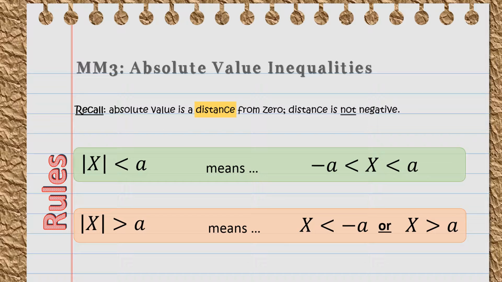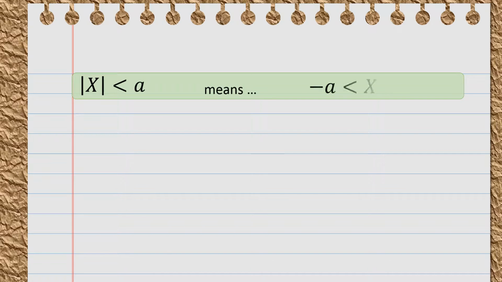Here's the other rule. Absolute value of x is greater than a really means x is less than negative a or x is greater than a. Let's take a closer look at this. The absolute value of x less than a means negative a is less than x is less than a.